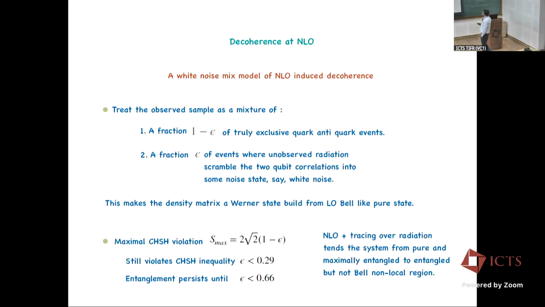A very simple model could be that a fraction of the total observed sample is a truly exclusive quark anti-quark event, and a smaller fraction has unobserved radiation that scrambles the two-qubit correlation and makes it a kind of noise. In this toy model, it's a Bell-like pure state, and because of this noise it becomes a Werner state. Because we are bringing in noise, the maximal entanglement that we saw in the longitudinal case will go down, but it would still violate the CHSH inequality up to 0.29, and entanglement will still persist up to 0.66.